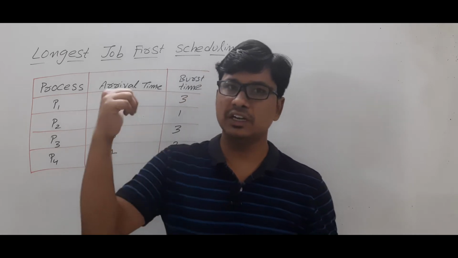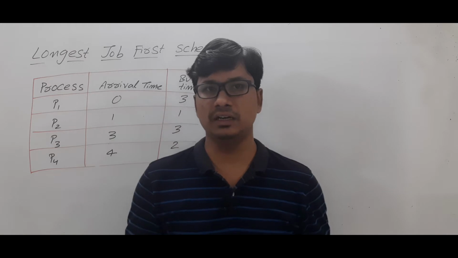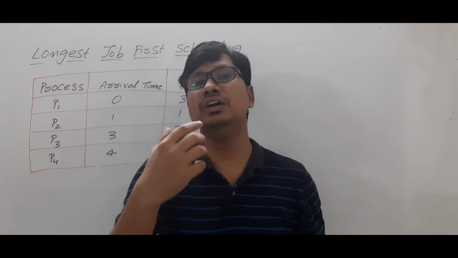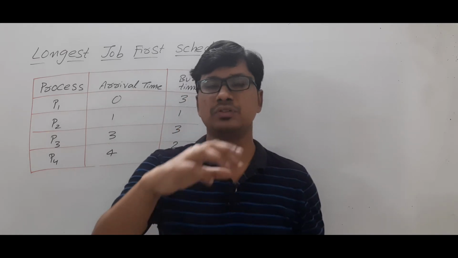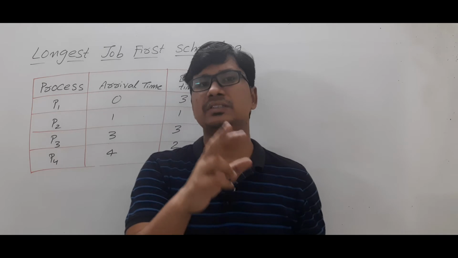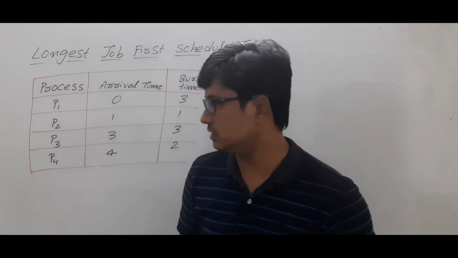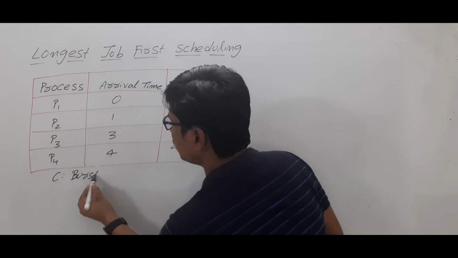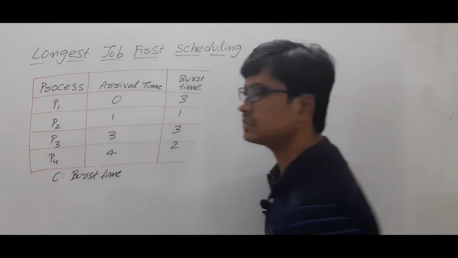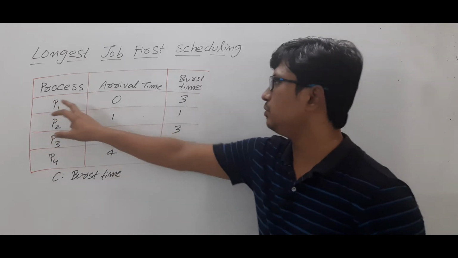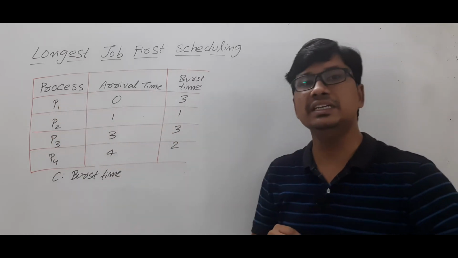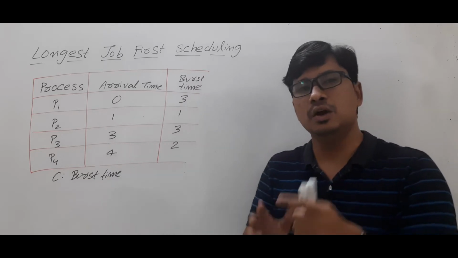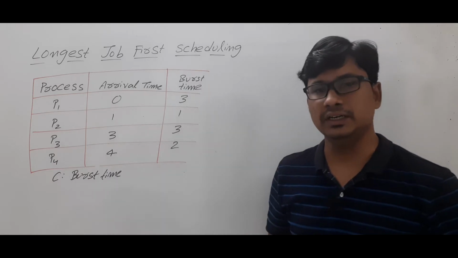Okay, so when it comes to the longest job first scheduling algorithm, the burst time will be considered as the criteria. The process which has the longest burst time among the processes in the ready state will be selected and dispatched to the running state. So the criteria is burst time. Now you may ask me, sir, what is the meaning of burst time? Look at this one. The process P1 has a burst time of 3 units. So it needs 3 units of CPU time to complete its task. Once it is completed, it will go to the terminated state.